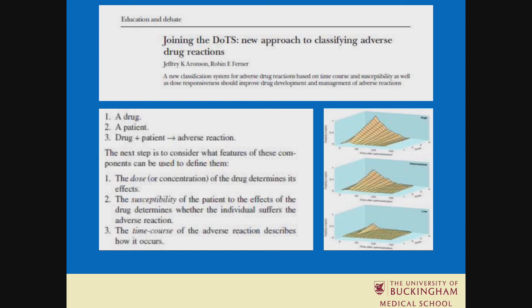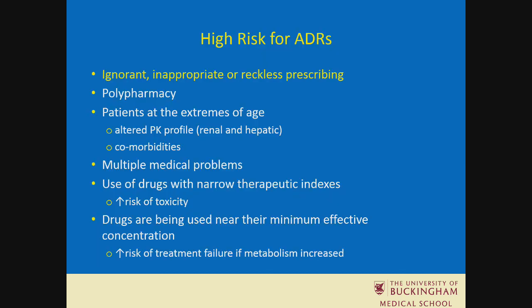So again, you need to think of the dose and the concentration that determines its effect. So remember the therapeutic window. Then the susceptibility of that patient. Are they old? Are they on multiple drugs? Have they got renal disease, hepatic disease? All those kind of things. And then the time course of that reaction. So then you get a more unifying classification of adverse drug reactions.